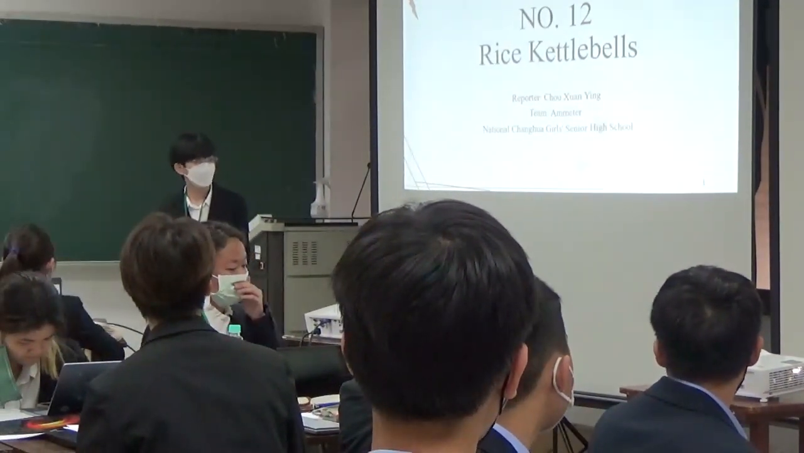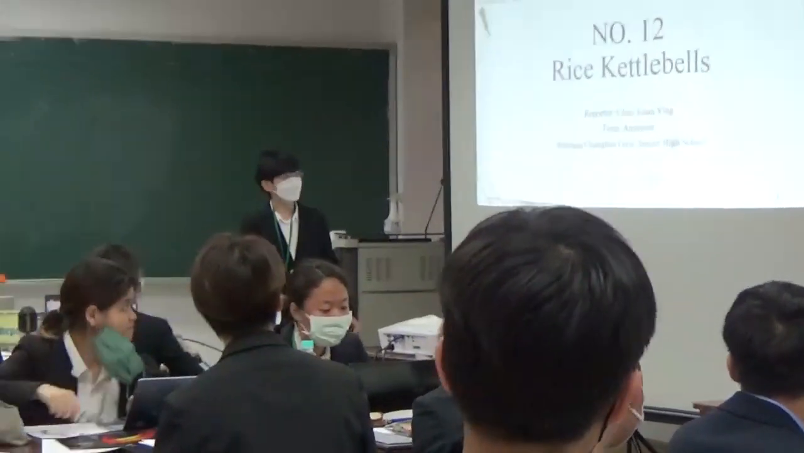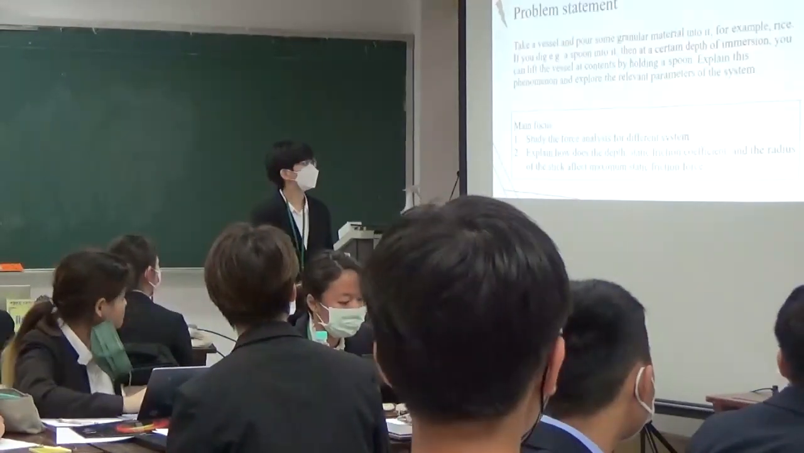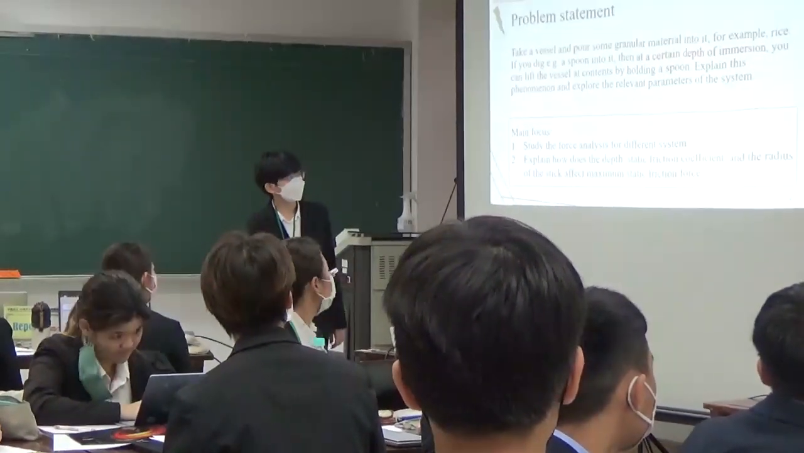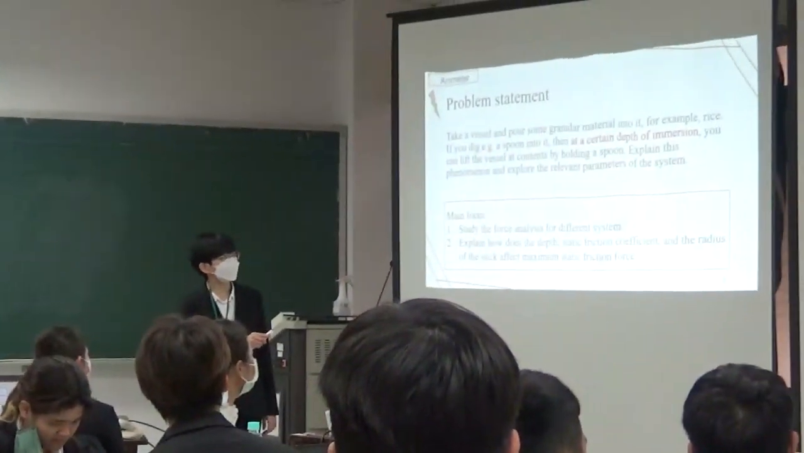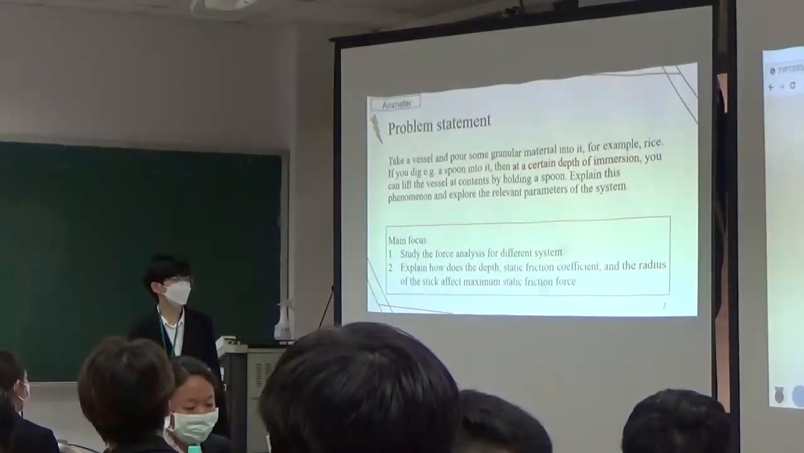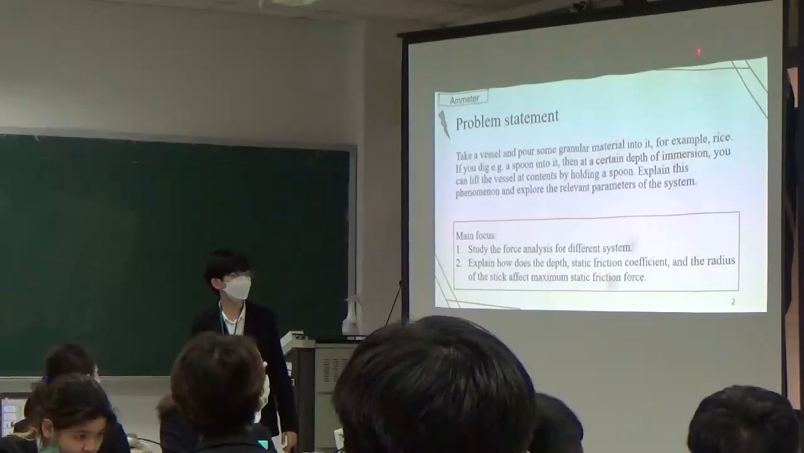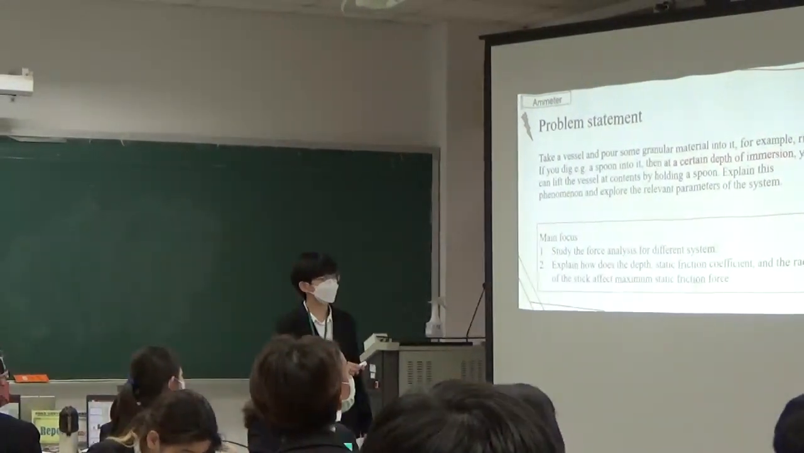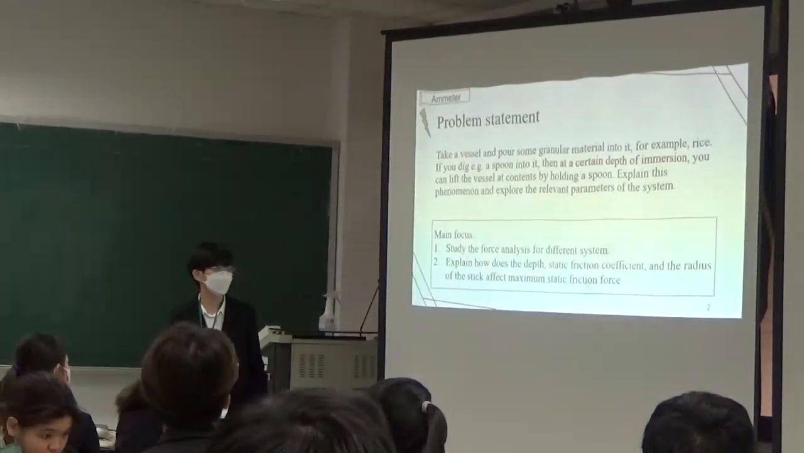Distortion in fountain meter. Today I will report problem number 12, bicycle bell. And this is the problem statement. Take a vessel and throw some granular materials into it, for example, rice. If you dip, for example, a spoon into it to a certain depth of immersion, you can lift the vessel and content by holding the spoon. Explain this phenomenon and explore the relevant parameters of the system.